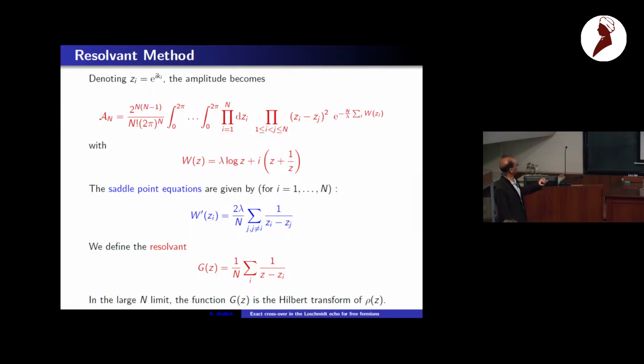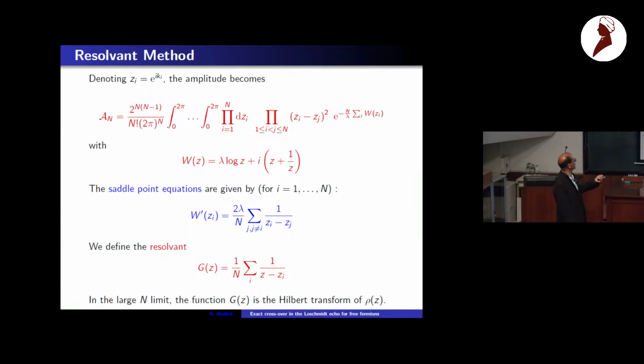I rewrite my amplitude, but now using exponential variables. This is just the same as before, just a change of variable. What I notice is that I still have my Vandermonde squared determinant here, and I have a potential, where the cos becomes z plus 1 over z, factor 2. And because dk is dz over z, I have 1 over z to the power n, which I can put up there. So I have z to the power n, which is exponential n over lambda log z. So my potential becomes that.